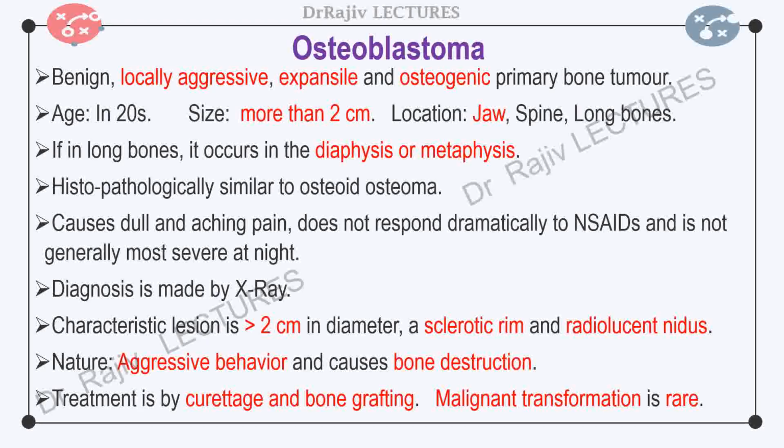Osteoblastoma is a benign, locally aggressive, expansile, and osteogenic primary bone tumor. It also arises from osteoblasts and has histopathologic similarities to osteoid osteoma. It accounts for about 1% of all primary bone tumors and 1 to 5% of all benign bone tumors. It usually occurs in the jaw and the spine. If in long bones, it occurs in the diaphysis or metaphysis but never in the epiphysis.